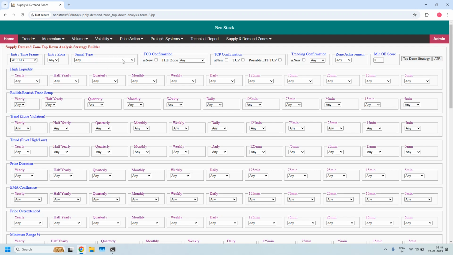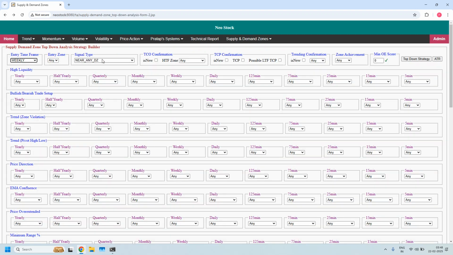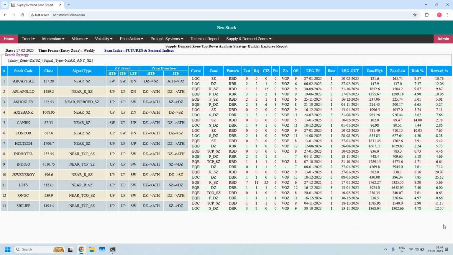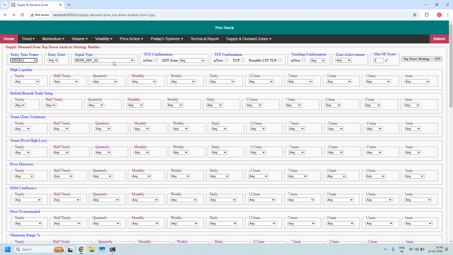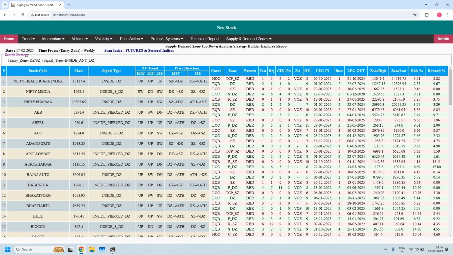Okay, weekly time frame, stocks near weekly demand zone, we got 15 stocks. Next, weekly time frame, stocks near weekly supply zone, we got 13 stocks. Next, weekly time frame, price closed inside the weekly demand zone, we got 77 stocks. So first 15 stocks in the list.